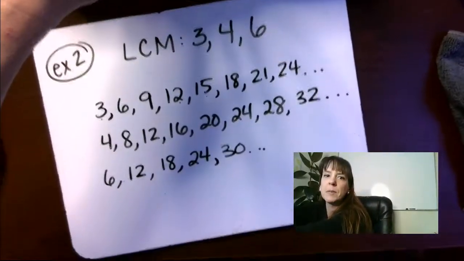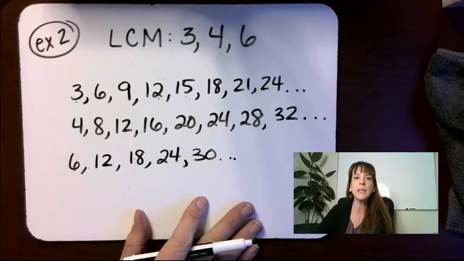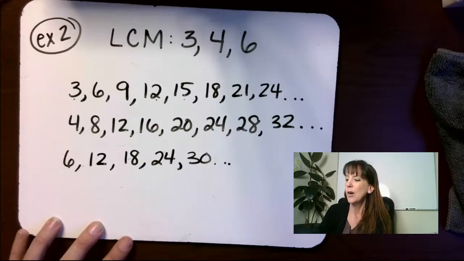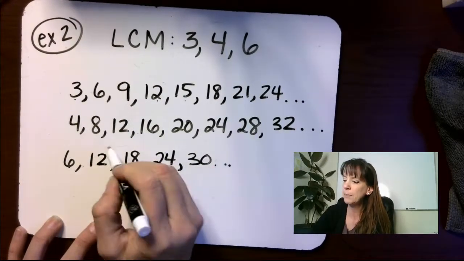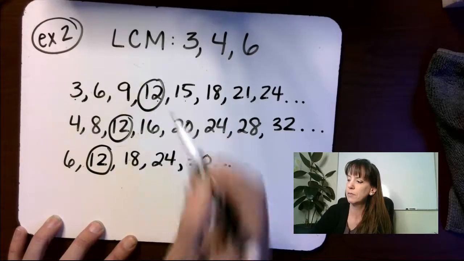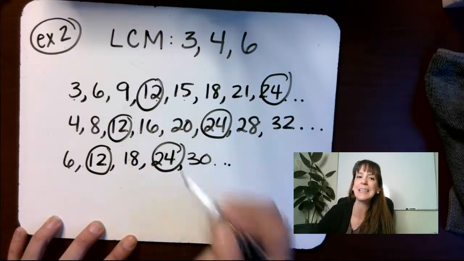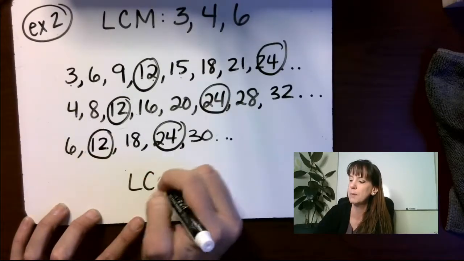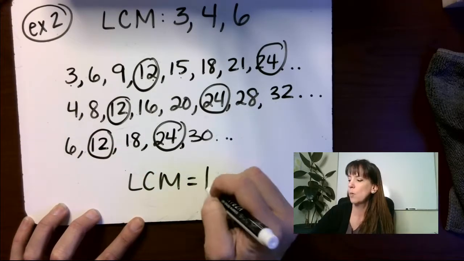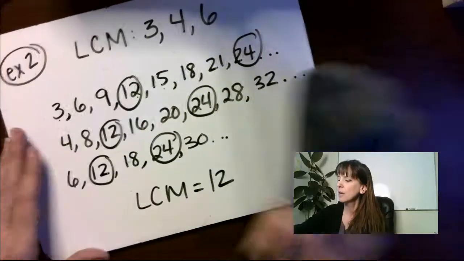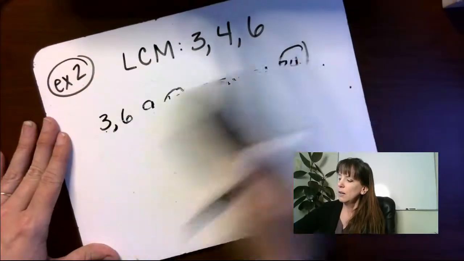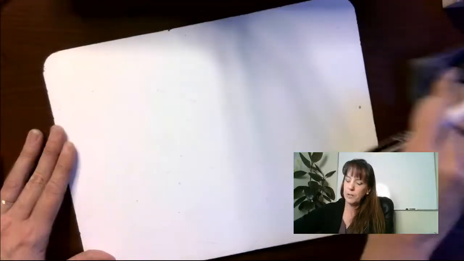Let's maybe move this up a little bit. There we go. All right, so taking a look at this, we have a bunch of multiples here. The first one that we have in common is 12, right? We also have 24 in common, but that is not the least common multiple. So your least common multiple would be 12, okay? Let's see example number 3.